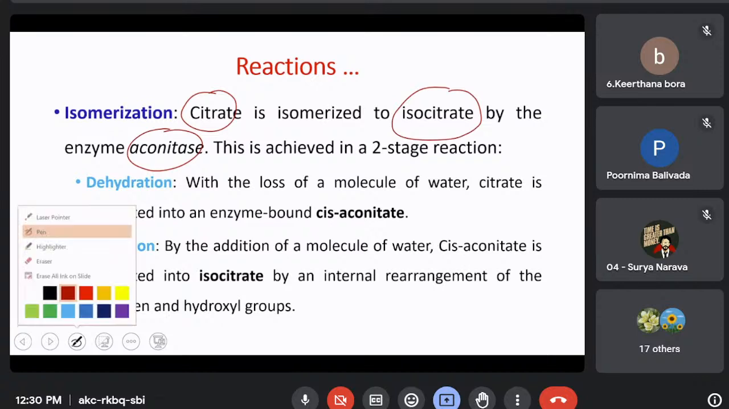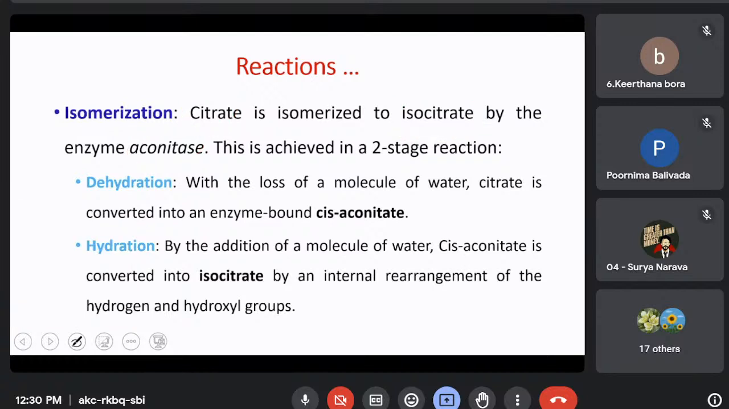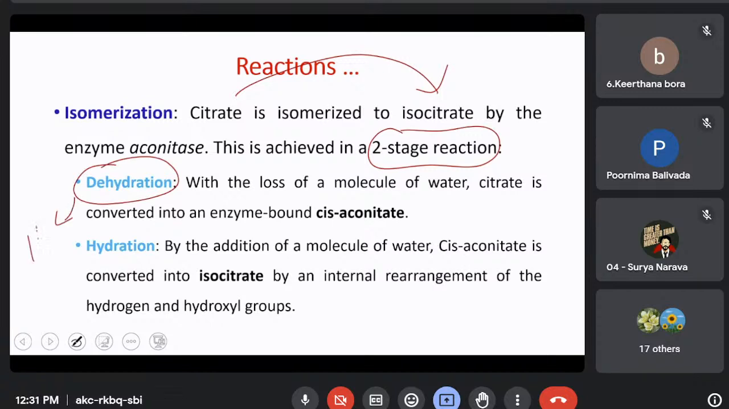But this is not a single step reaction. It is a two-stage reaction. It requires two steps where citric acid is converted into isocitric acid. The first reaction is dehydration. That means removal of water. Water is removed. So with the loss of a molecule of water, citrate is first converted into cis-aconitic acid or cis-aconitate.